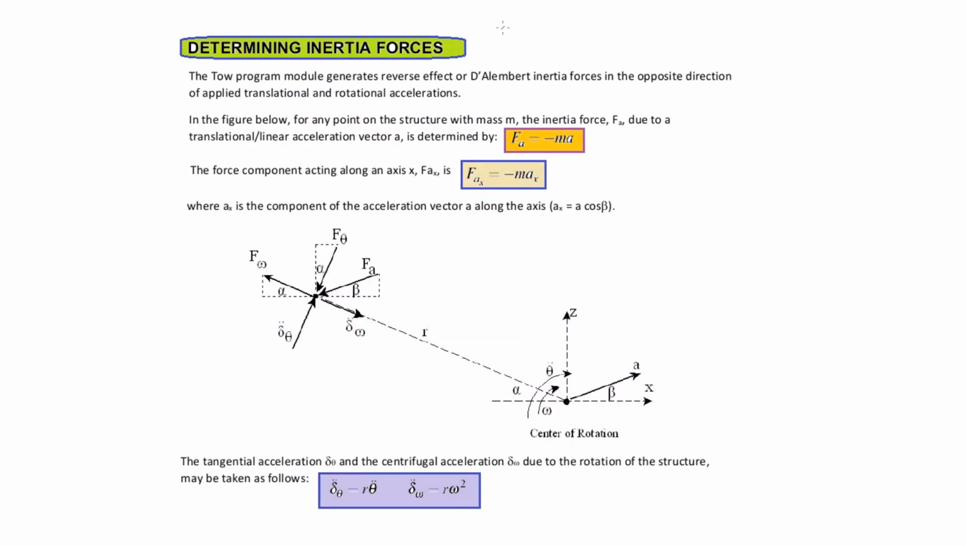In this video we will explain about determining inertia forces. In the SACS program, the TOP program module generates the reverse effect or d'Alembert inertia forces in the opposite direction of the applied translational or rotational accelerations. There are two kinds of accelerations. One is translational, or linear, accelerations. The other is rotational, or angular, accelerations.